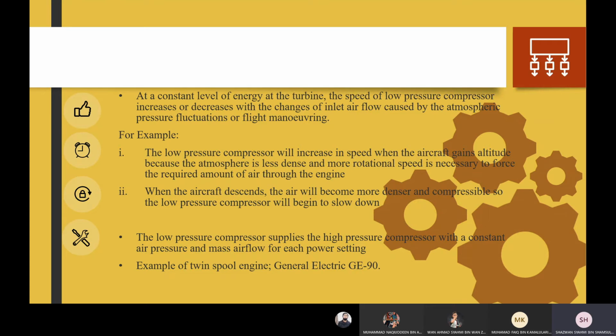Number two. When the aircraft descends, the air becomes denser and more compressible, so the low pressure compressor will begin to slow down. The low pressure compressor supplies the high pressure compressor with a constant air pressure and mass airflow for each power setting. Example of twin spool engines.